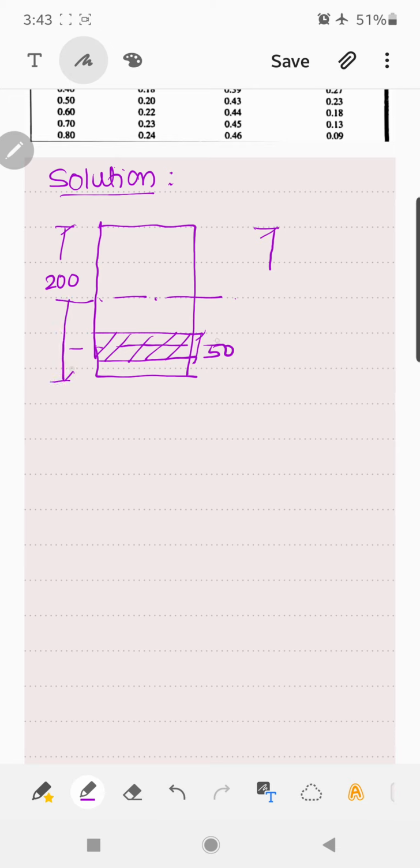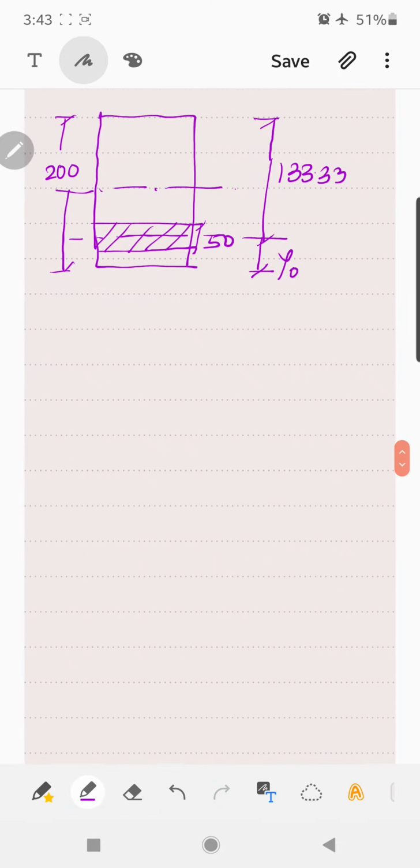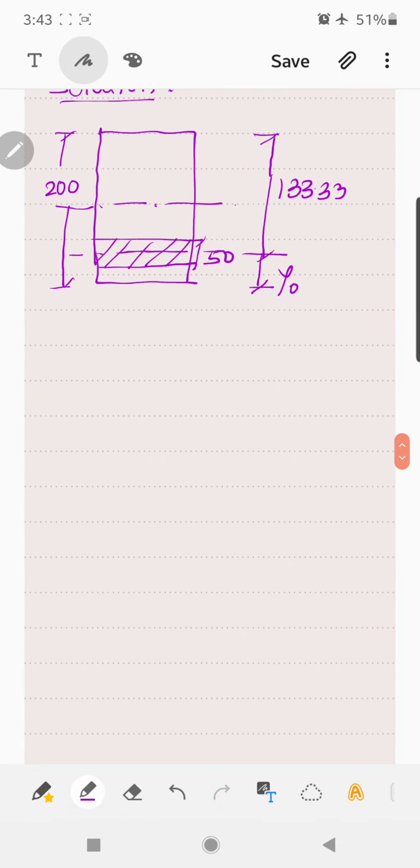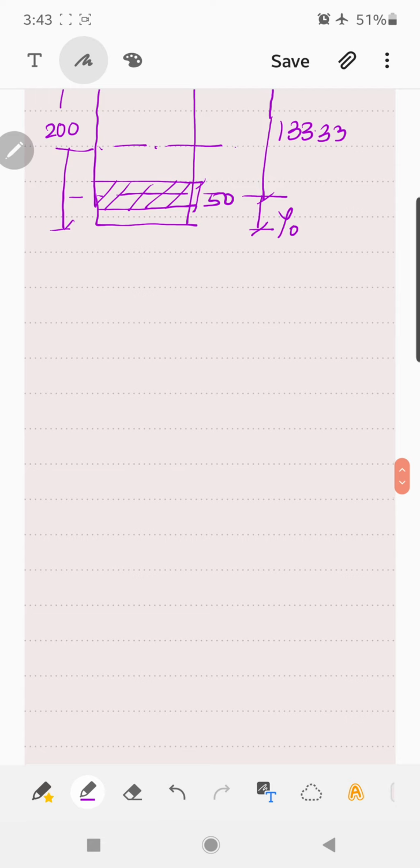and this depth is 133.33, and this is y naught. There the y naught was 150 in the previous problem, and 2 y naught will be 300 directly. So here the y naught is for the eccentric problem. This is the y naught value.